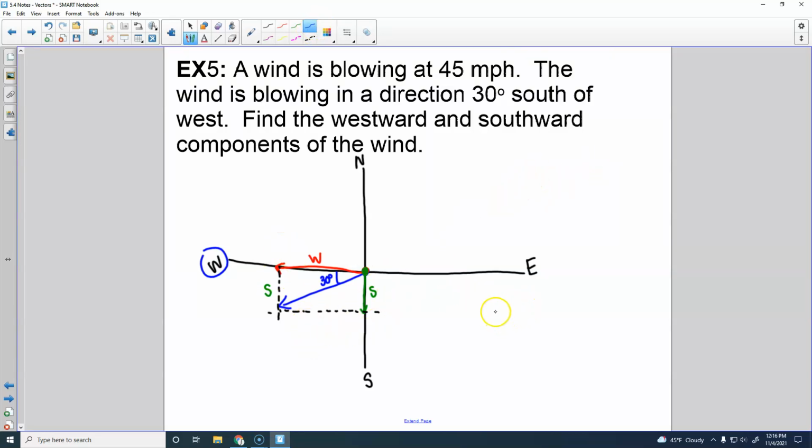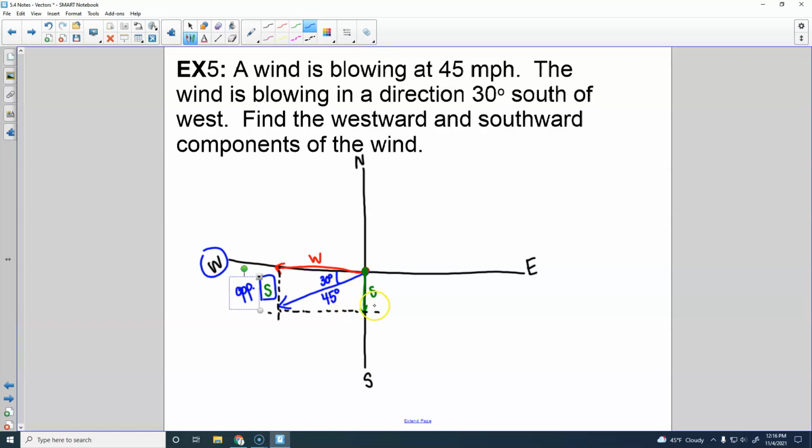So, let's say we're looking for S first. If we're trying to find S, I do know this side right here is 45. So if I'm looking at S and 45, which one should I use? Sine, cosine, or tangent? 30 is the angle that I know, right? So if 30 is the angle that I know, is S opposite, adjacent, or hypotenuse? It is opposite.